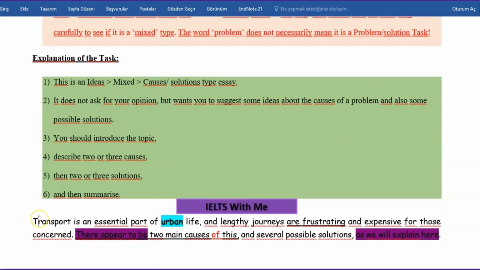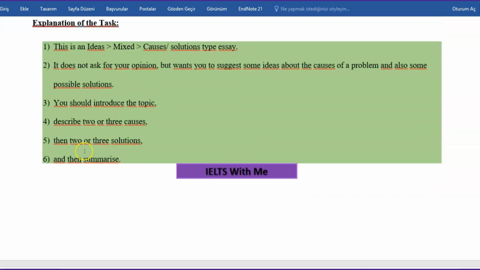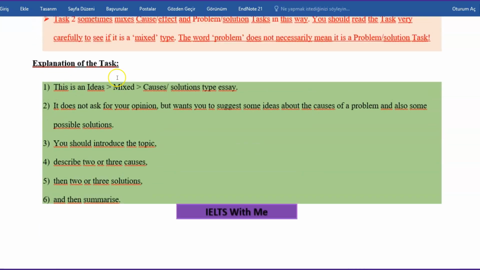Regarding the explanation of the task, we talked about the ideas or mixed type question. I explained that we have to present some ideas for causes and some ideas regarding solutions. It does not ask for your opinion.